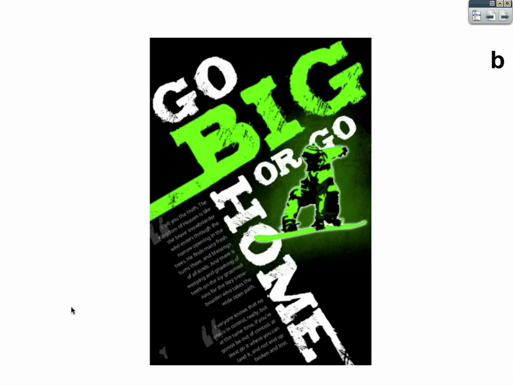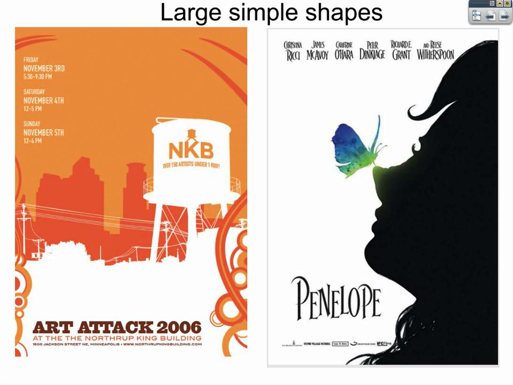This one is a simplified version of that. So it just says go big or go home. This is the front page of a magazine article. So it has a lot of type here, but that could have just been a poster if you didn't have the type. It's got a nice image of a snowboarder, and then the words kind of go both ways, just like those other more complicated posters we just saw.